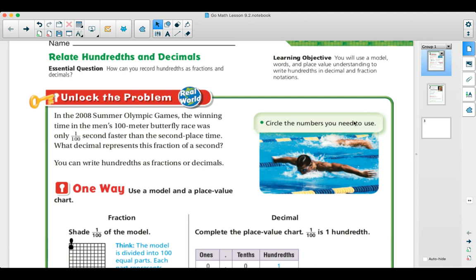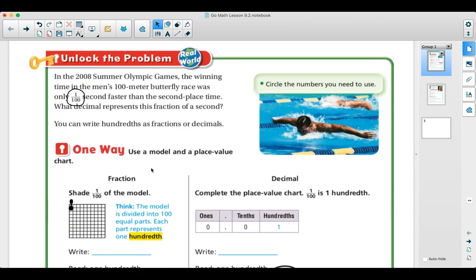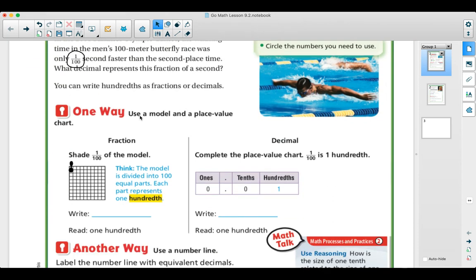What decimal represents this fraction of a second? Okay, let's first circle the number you would need to use. So we need to use this number, 1/100th. Okay, one way to do it is to use a model and a place value chart. We're going to start with shading in 1/100th. That's only one little dot here, because this is a hundredths grid.